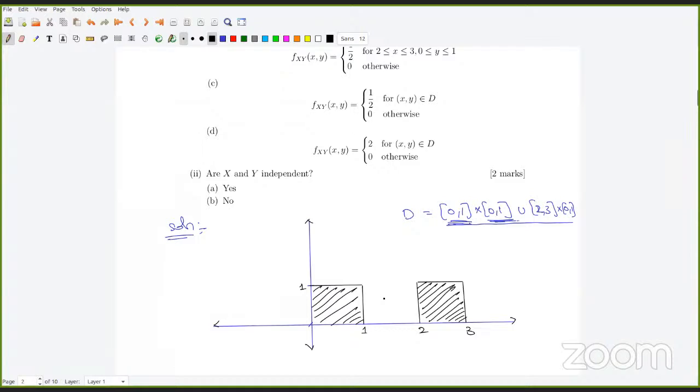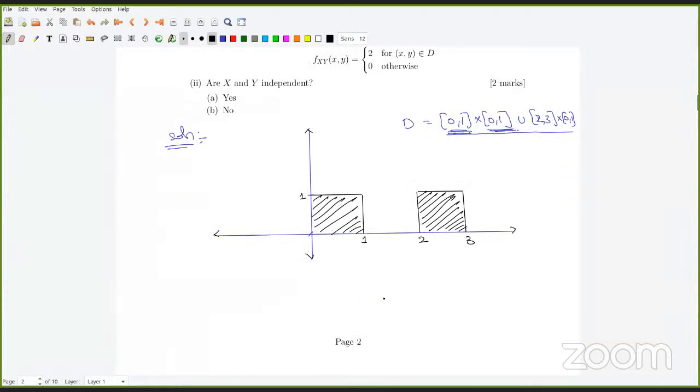When x and y are uniformly distributed in a region, how will the joint PDF of that region D be? So this is step 1: 1 by the absolute value of D, the area of the region D. Absolute value of D means the area of that particular region D. Correct?